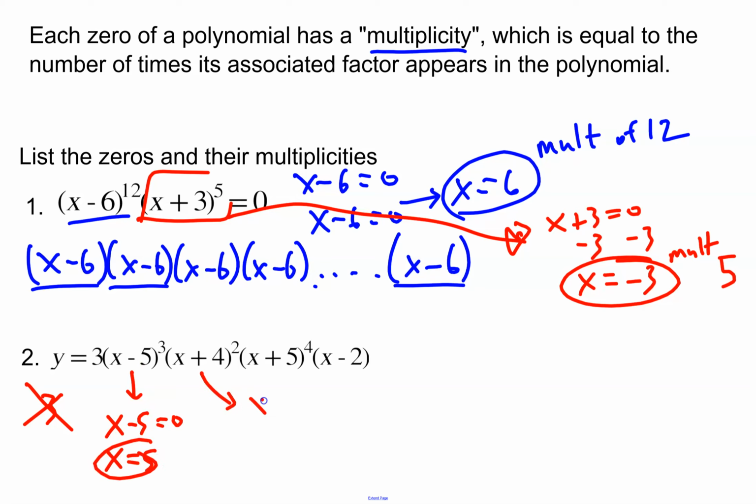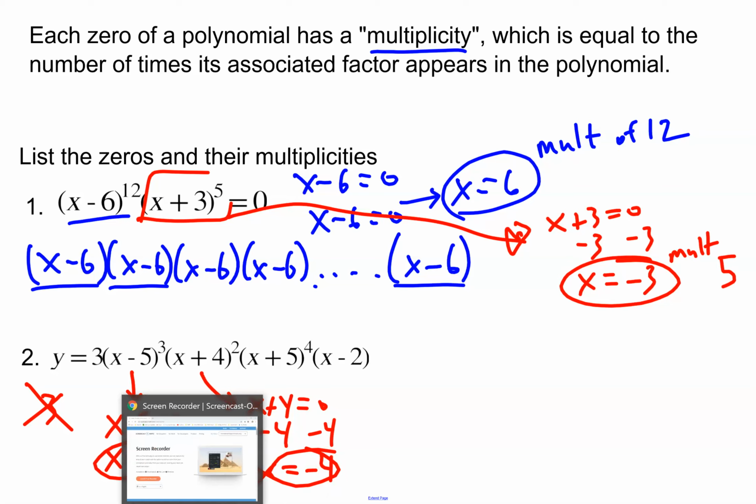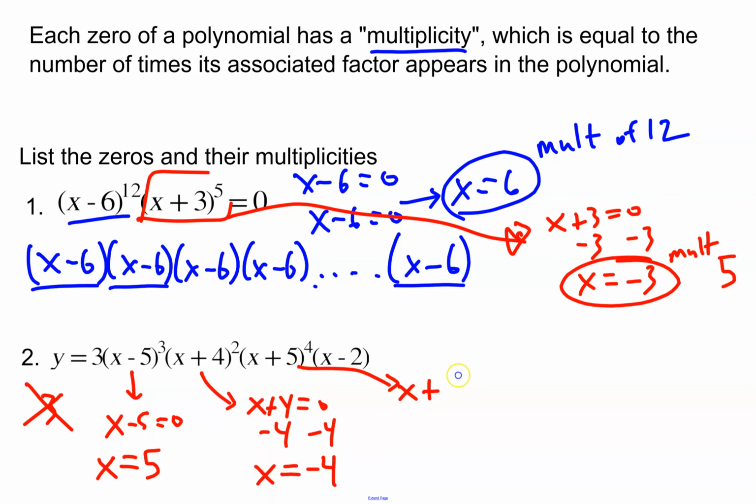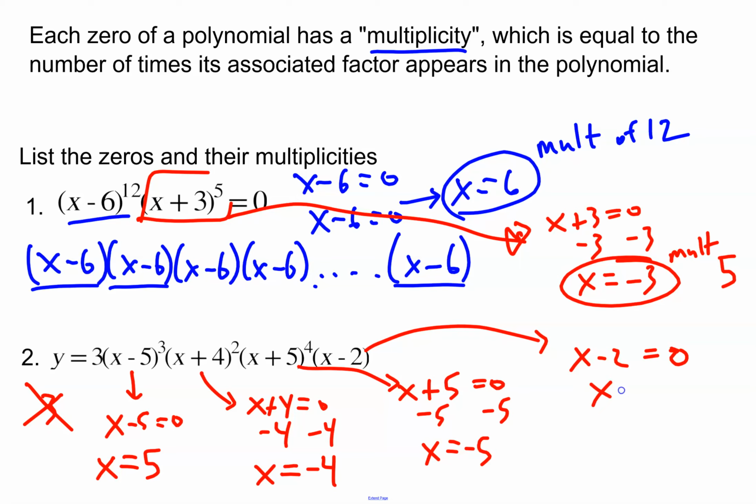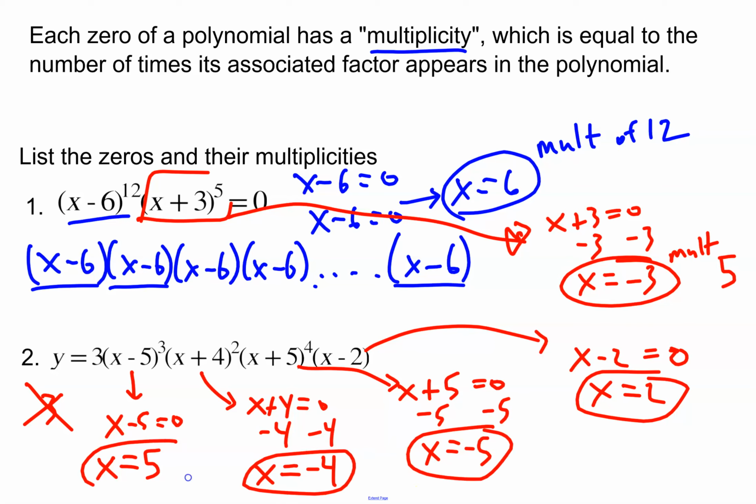Right? This one would give me x plus 4 equals 0, which would tell me if I subtract 4 from both sides that x equals -4. Okay, I would write x plus 5 equals 0, which subtracting 5 from both sides would tell me x equals -5. And then my last one would be x minus 2 equals 0, and x would equal 2. Okay, so here are my zeros. There are 4 of them, but they each have multiplicities that are more than 1.